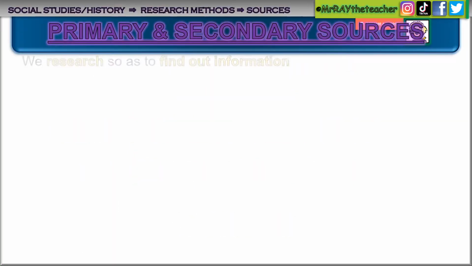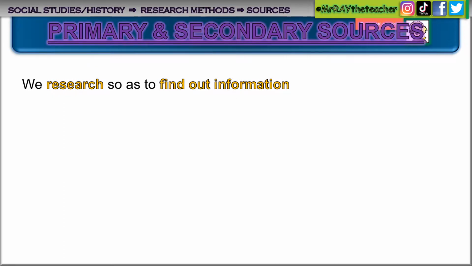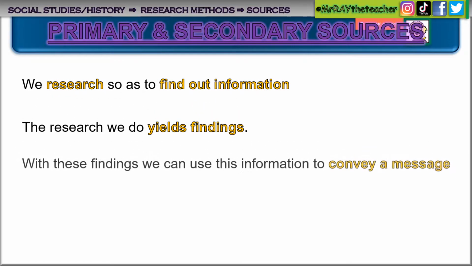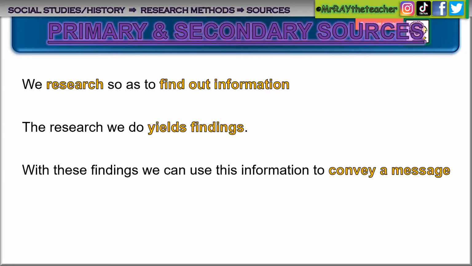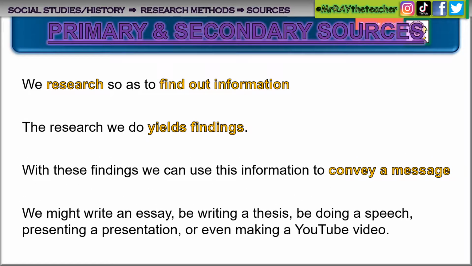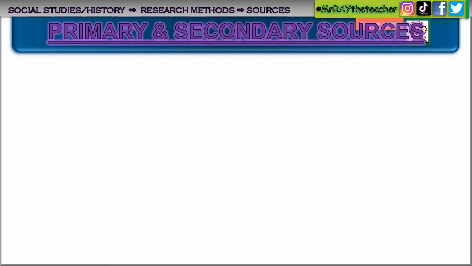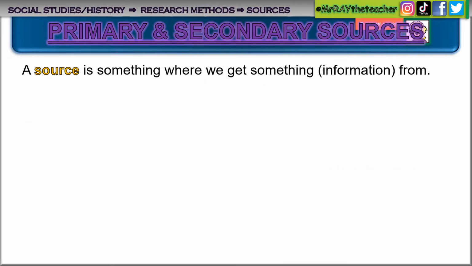So here we go, primary and secondary sources. We research so as to find out information. The research we do yields findings. With these findings we can use information to convey a message. So we might write an essay, be writing a thesis, doing a speech, presenting a presentation, or even making a YouTube video. Primary and secondary sources. A source is something where we get something or information from.